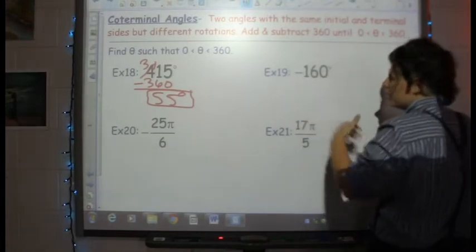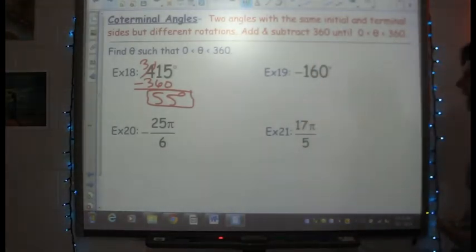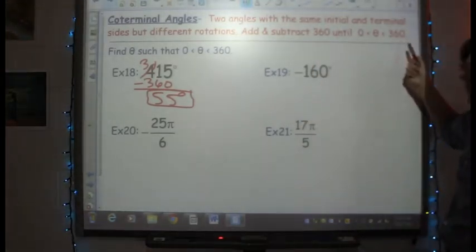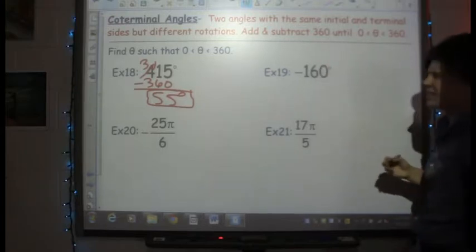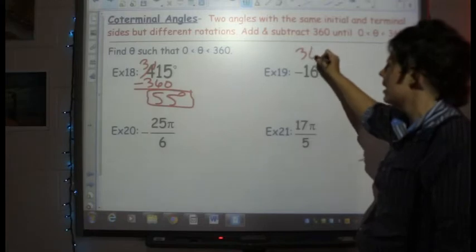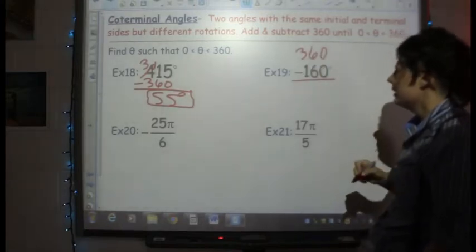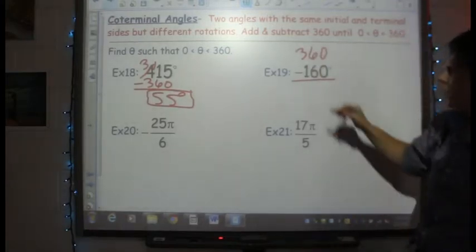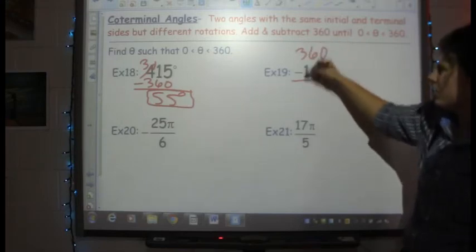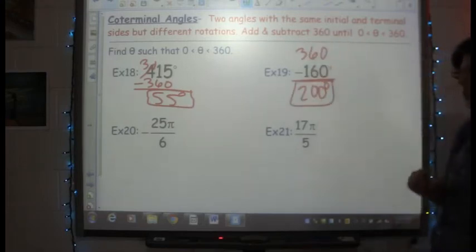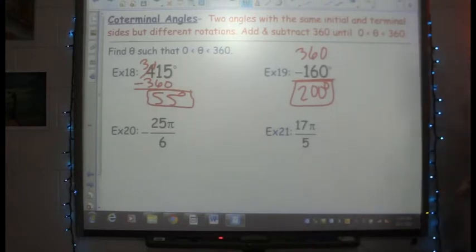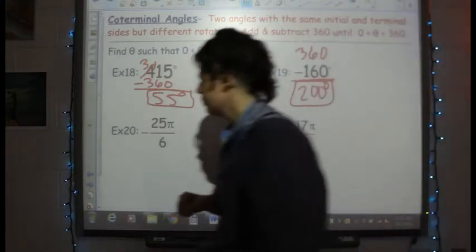Number 19 is a negative number. So subtracting 360 isn't going to help me. Instead, I need to add 360. But taking a negative number and adding a number to it is the same as subtraction there. So I'm just going to say 360 minus 160 here, which is going to give me 0, 0, 2. Oh, look, 200 degrees is my coterminal angle.